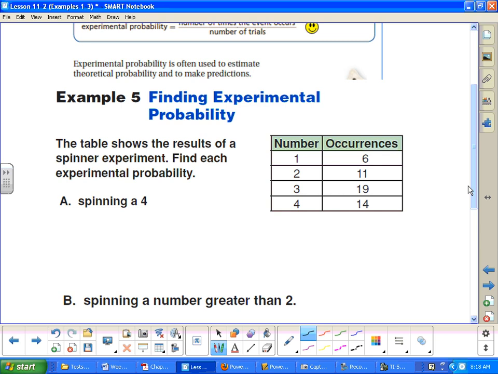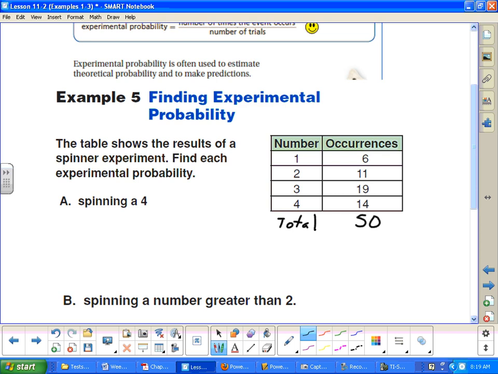So it says the table shows the results of a spinner experiment. Find each experimental probability. So they actually spun the spinner. And how many times they spun it is the first thing we need to find out. So what was the total number of spins? And there was 50. All right. And when you're counting like that, you always want to put numbers together that connect. So 11 and 19 make 30, 6 and 14 make 20. So that would give us a total of 50.